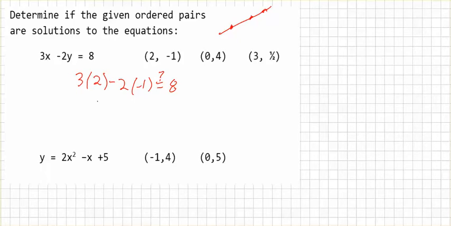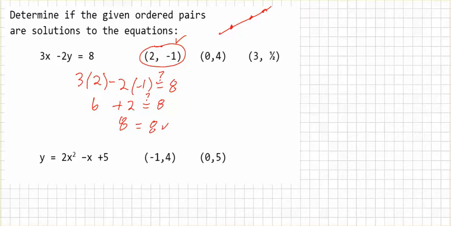So if we do some simplifying, 2 times 3 is 6. A minus 2 times a minus 1 is 2. And again, we want to see whether or not that equals 8. In this instance, it does. So 2 comma minus 1 does in fact reside on the line because it made this statement true.